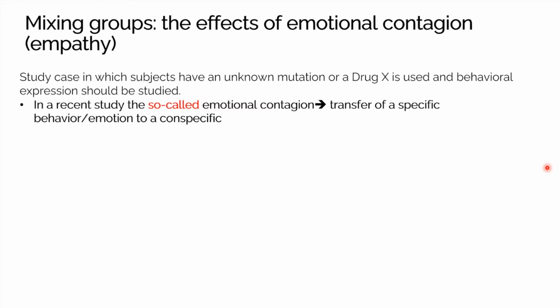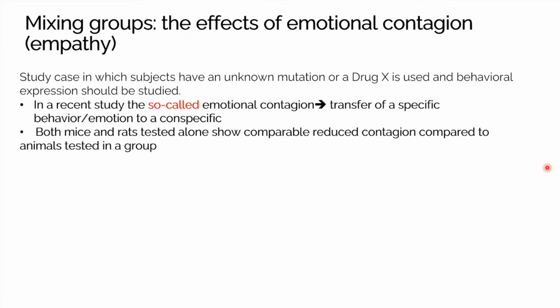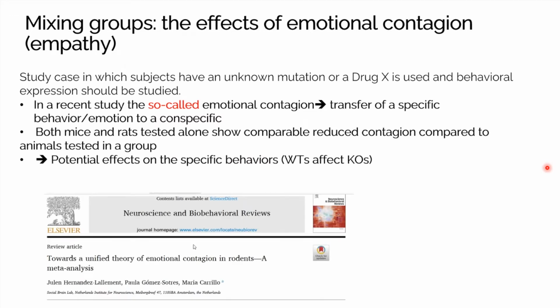The recent studies are called emotional contagion, which is basically the transfer of a specific emotion to a conspecific, and have basically shown the following: that both mice and rats alone show comparable reduced contagion as compared to animals tested in a group. In essence, if you have something that would induce a hypoactivity or change in behavior, it might actually have an effect also on the wild type if they're kept in the same cage. This is the review, and it might again have potential effects on your study design.